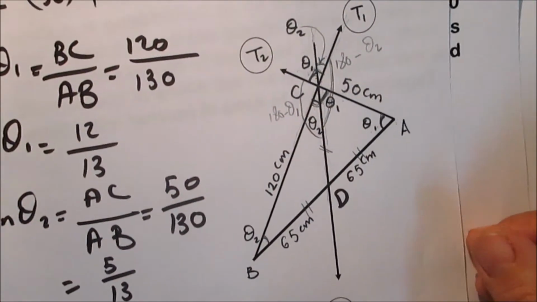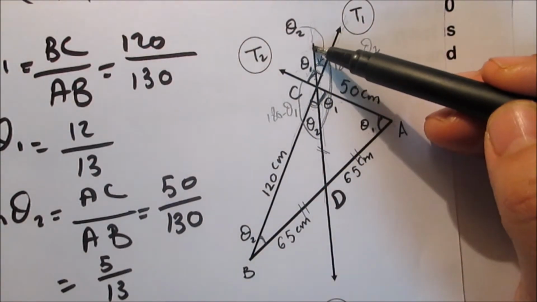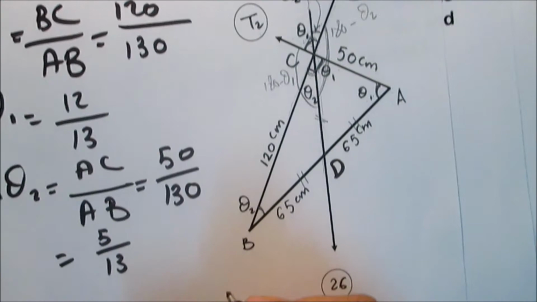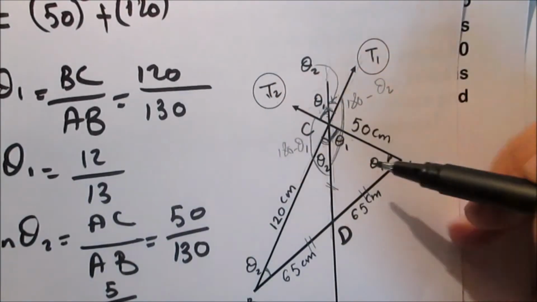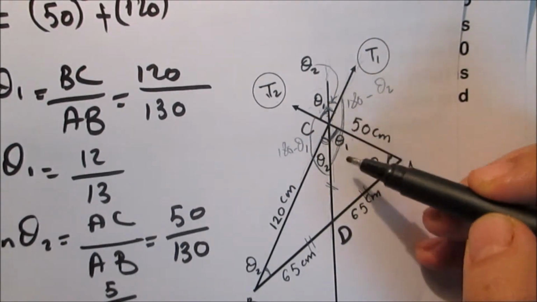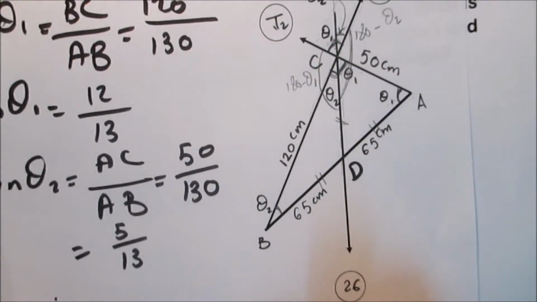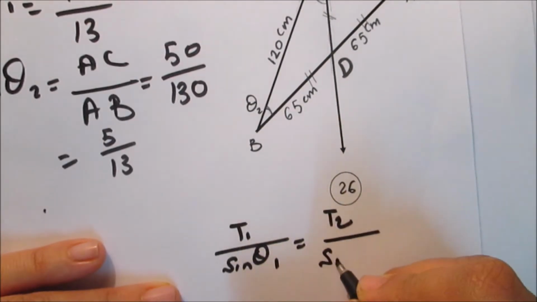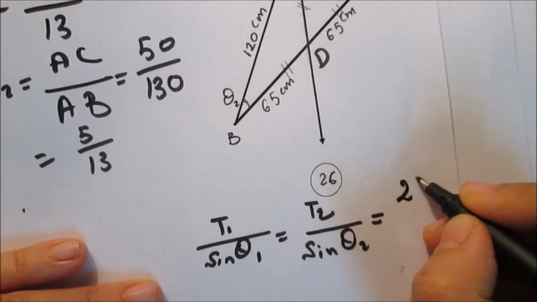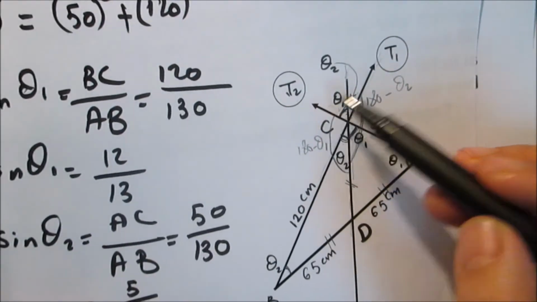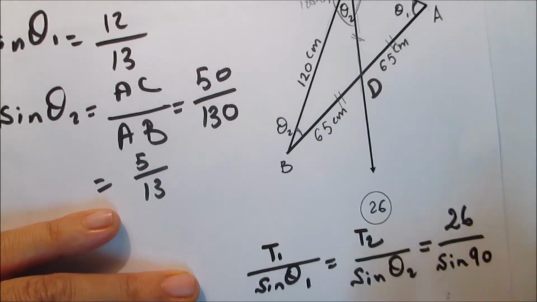Applying Lami's rule, T1 over the sine of the angle between the weight and T2, which is sine theta 1, equals T2 over the sine of the angle between T1 and the weight, which is 180 minus theta 2, or sine theta 2. This is equal to the weight, 26, over the sine of the angle between T1 and T2, which is a right angle, so over sine of 90, which is 1.